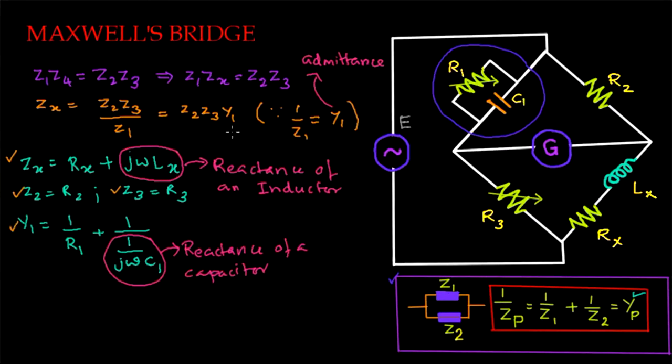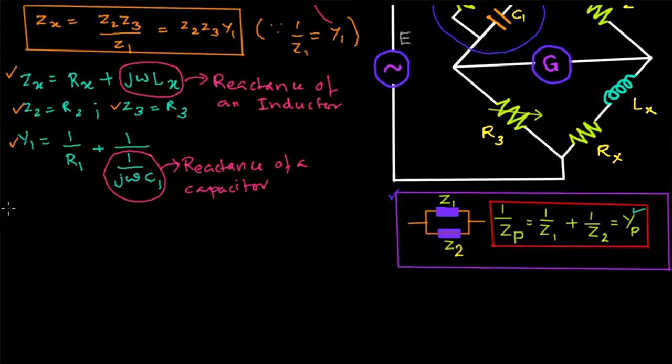Now just substitute these terms into the equation of zx. We can find out the value of the unknown inductance. So this is the equation where we are going to substitute these terms. Let me scroll down. So zx is equal to z2 z3 y1. So that is the equation.